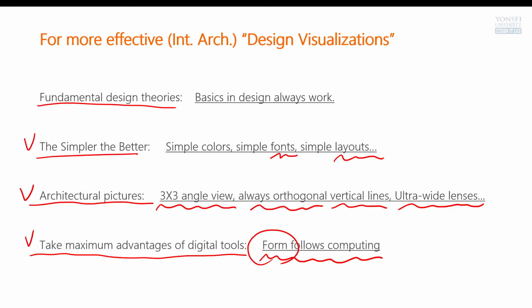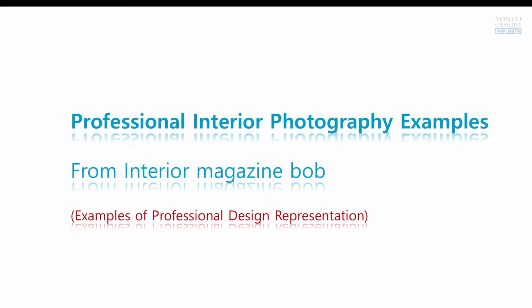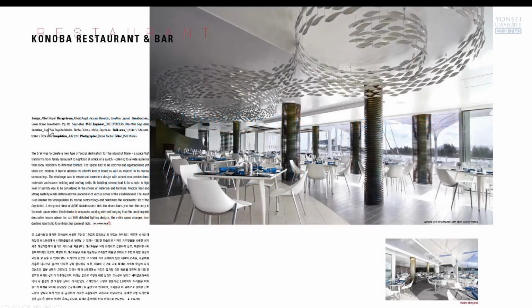Actually, seeing is believing. So I like to show you lots of examples from the professionals' work. From BOB magazine, Professional Interior Design and Architectural Design Visualization, there are many good visualization results. From this magazine, I selectively choose some examples. Konoba restaurant and bar. Those examples are not totally new, they are more than 4 years old, I'm not sure. Anyway, my point is not on design concept or design itself. My point is visual representation for those designs.